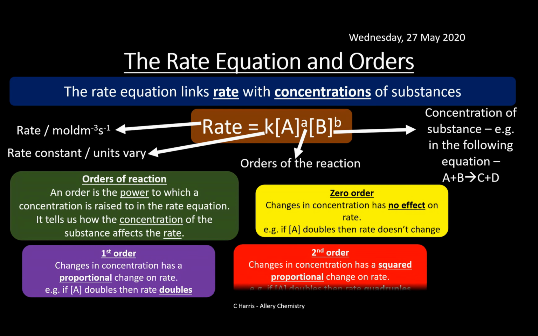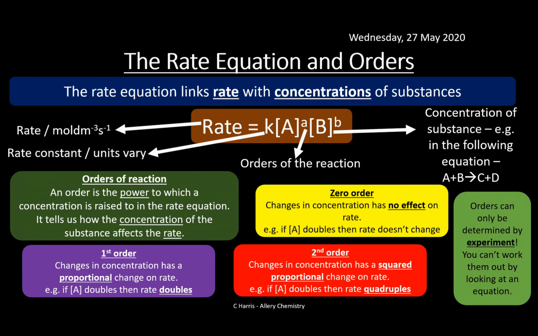And the last one is second order. Now, second order reactions are squared proportional. So what that means is, let's say, for example, if we double A, then the rate of reaction will quadruple. So it has a disproportionate effect on that. So that could be quite good, because actually we only need to make a small change in the concentration of a substance, and we get a much bigger change in rate relative to it.